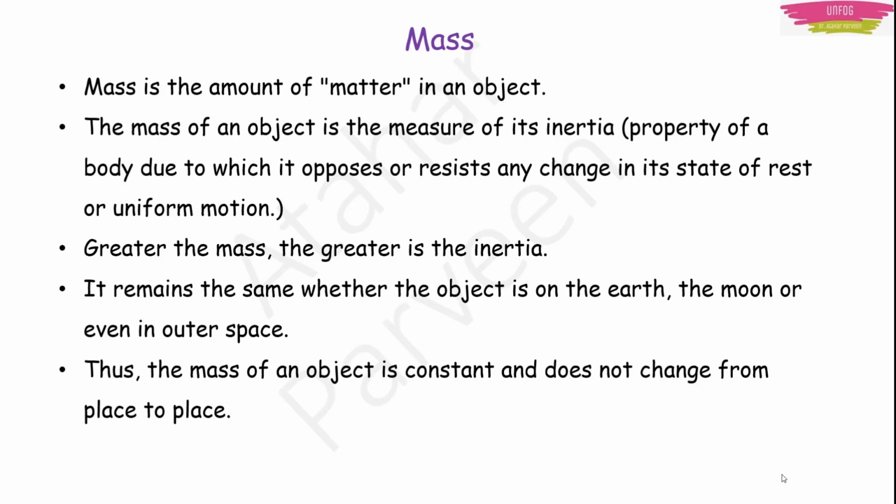So the mass of an object is the measure of its inertia. Greater the mass, greater is the inertia. And mass will remain the same on Earth, Moon, outer space or anywhere. Mass is not at all going to change because it depends on inertia. That's all.